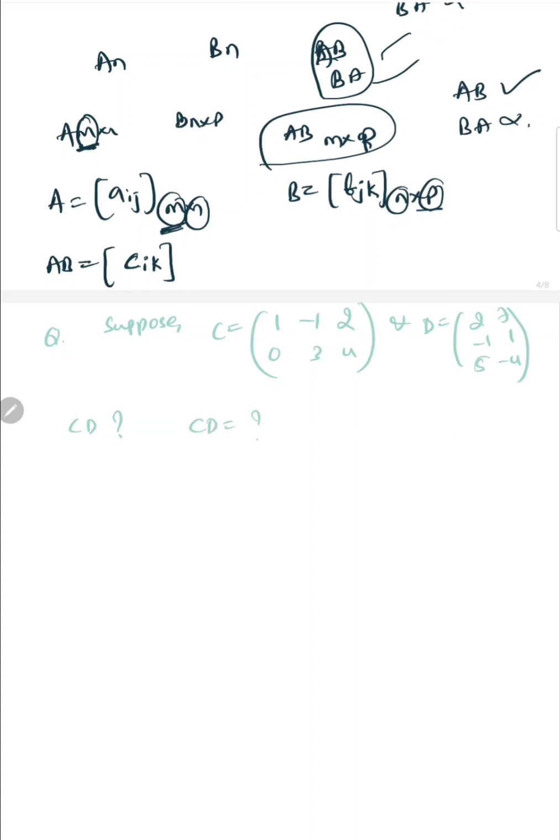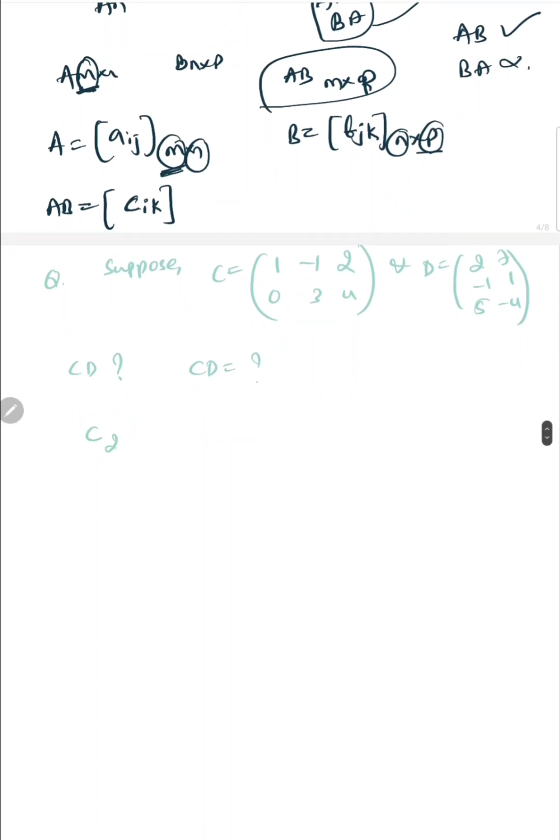First we have to check whether C into D is defined. C is of order 2 by 3 because it has 2 rows and 3 columns, and D has 3 rows and 2 columns. We can observe that as we are performing C into D, the number of columns of the first matrix is 3 and the number of rows of the second matrix is 3. So therefore C into D is defined.